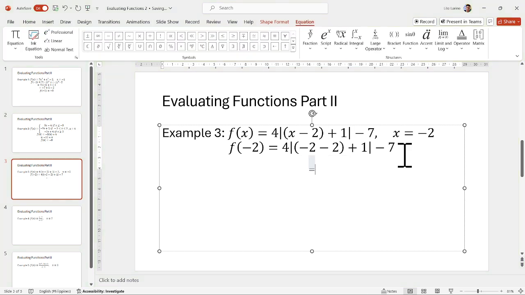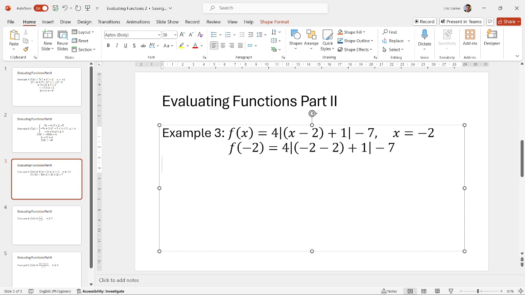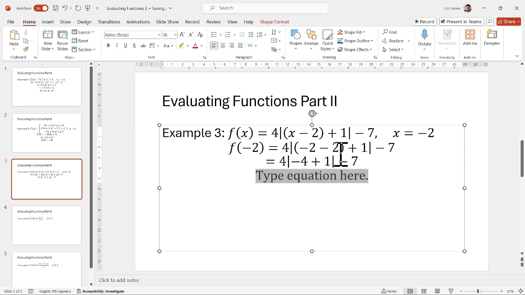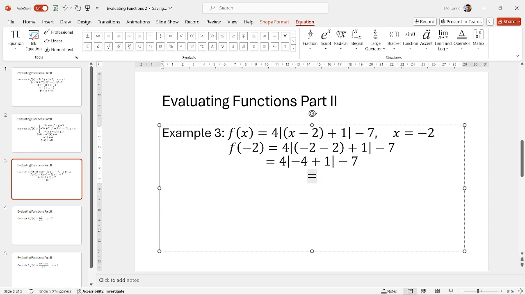Then that is equal to 4. Writing it still, we have negative 2 minus 2. Using the PEMDAS rule, what's in the grouping symbol or the parenthesis first? Negative 2 minus 2 is negative 4 plus 1 minus 7. Okay, and we have, this is equal to 4.